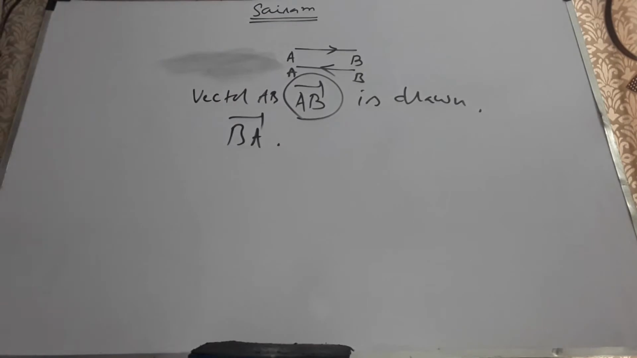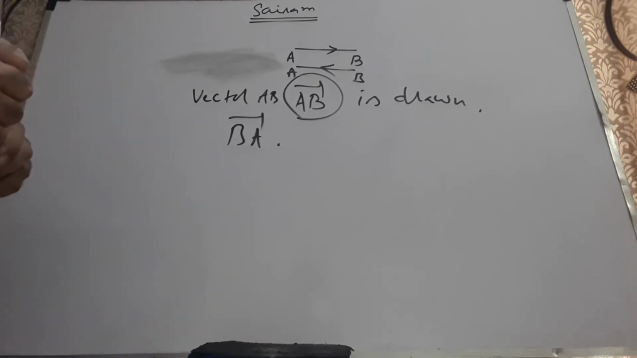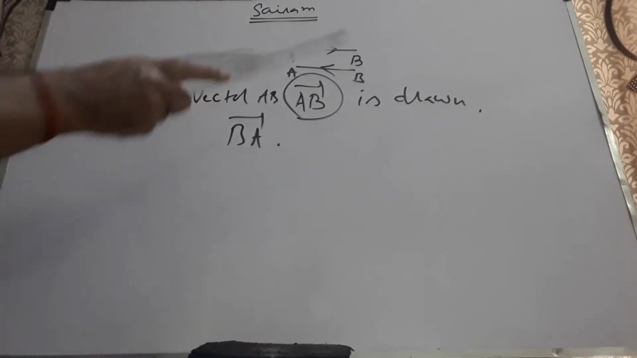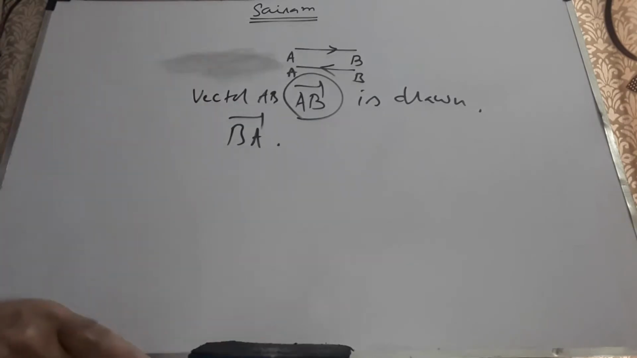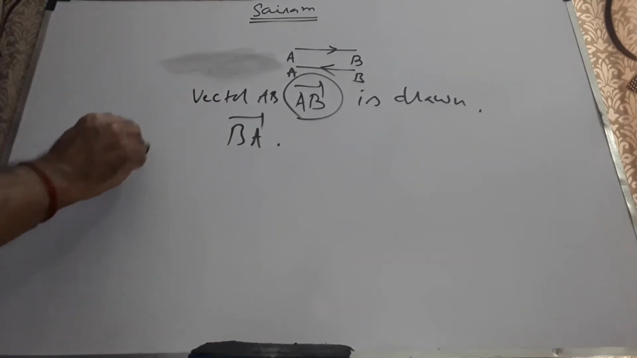Therefore, in general, the definition of a vector is a directed line segment. A line segment is considered and some direction is also involved. That is the real meaning of vector. Then the length of the segment representing the given vector is known as the modulus of the vector.